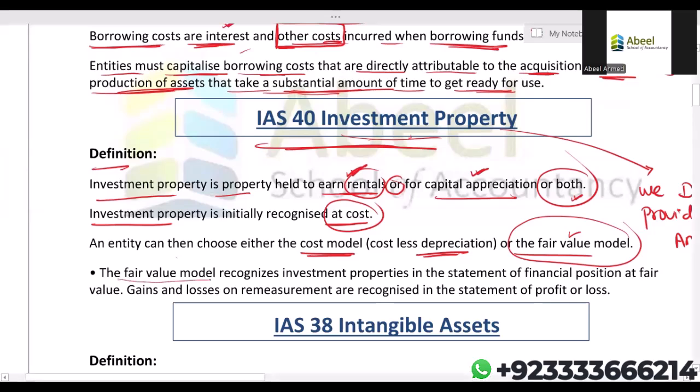The fair value model recognizes investment properties in the statement of financial position at fair value. Gains and losses on the remeasurement are recognized in the statement of P&L. And plus, always remember, under fair value model, investment property IAS 40 fair value model, no depreciation. Simply the changes in the fair value go directly to P&L, profit and loss.